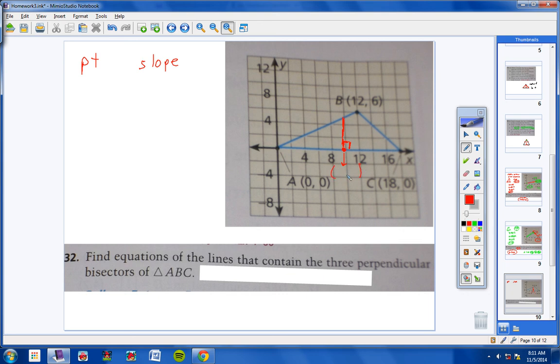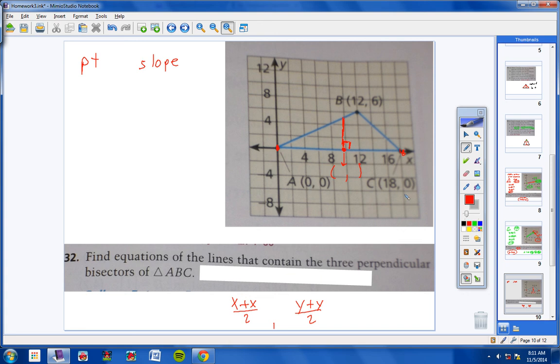Okay, it's the midpoint between this point here and this point here. And we know how to find the midpoint: x plus x divided by 2, y plus y divided by 2. Okay, so here we go.